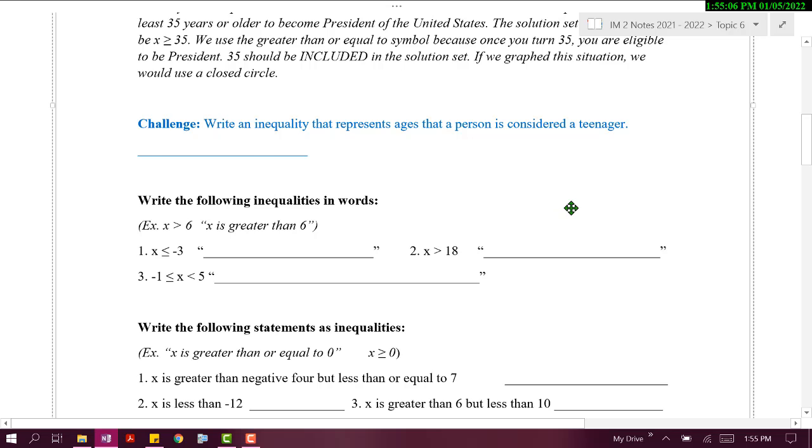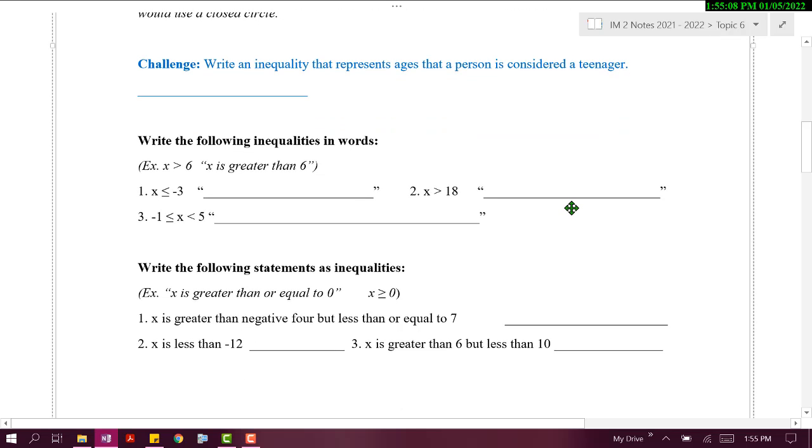So let's answer these couple questions here. Write an inequality that represents ages that a person is considered a teenager. Well, it's 13 to 19. So we'd write 13 is less than or equal to x less than or equal to 19. It's included because 13 and 19 are also teenagers.